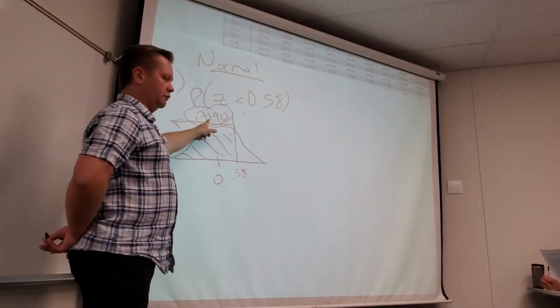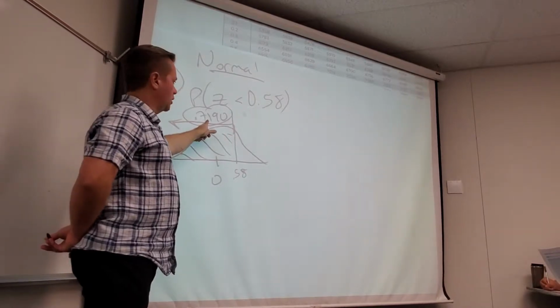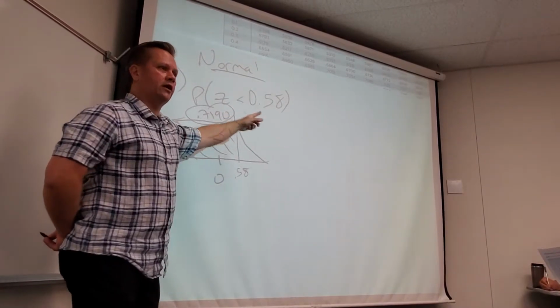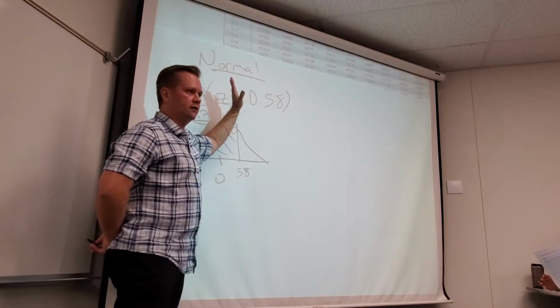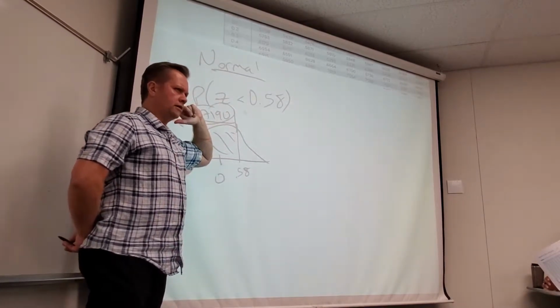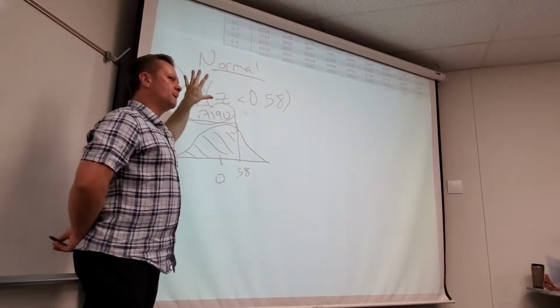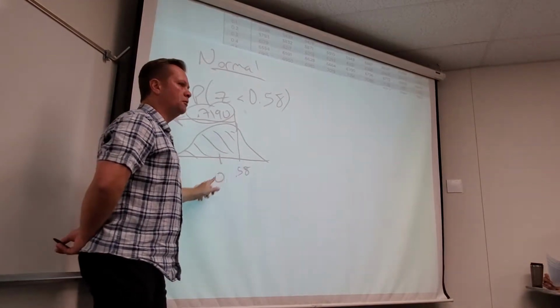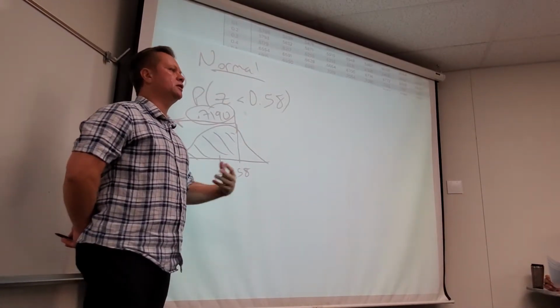If you got 0.3 something, you should immediately go, that doesn't make sense, let me try that again. Maybe you looked at the negative side. So the picture should be useful. If you put things in the wrong place, it's going to mess you up. It's supposed to help you.